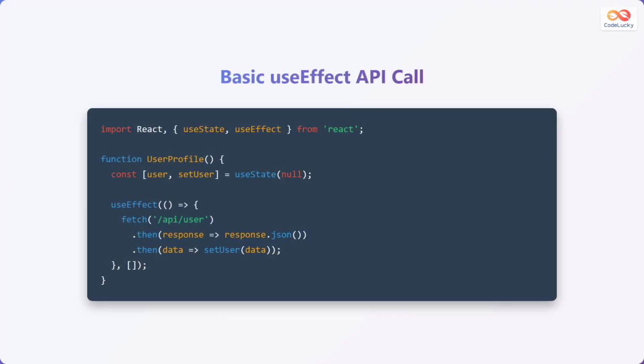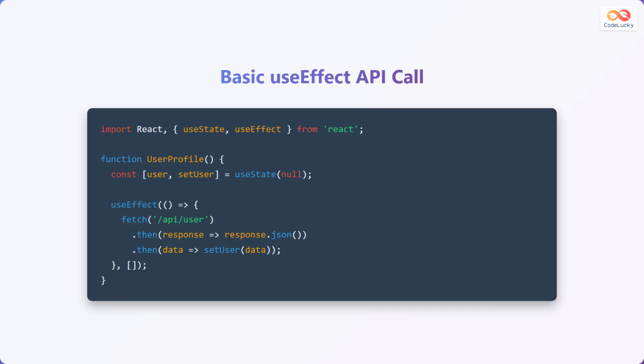Here's an example of a basic useEffect API call. First, import React, useState and useEffect from React. Then, create a functional component called userProfile. Next, initialize a state variable called user using the useState hook with an initial value of null. Call the useEffect hook, passing in an empty dependency array to run only once on component mount.